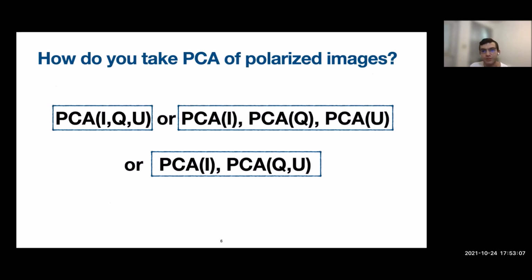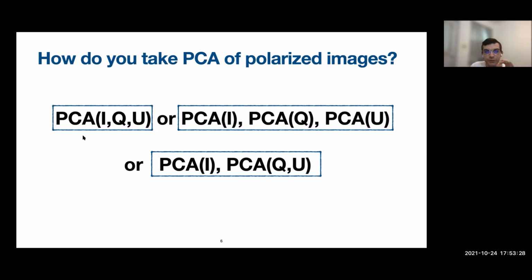So one of the first questions that we wanted to answer by this method is to try and figure out the best way of taking the PCA out of polarized images. The reason for this is because, as far as we know, this is the first time that someone is working with PCA out of polarized images. And so it was important to try and figure that out.